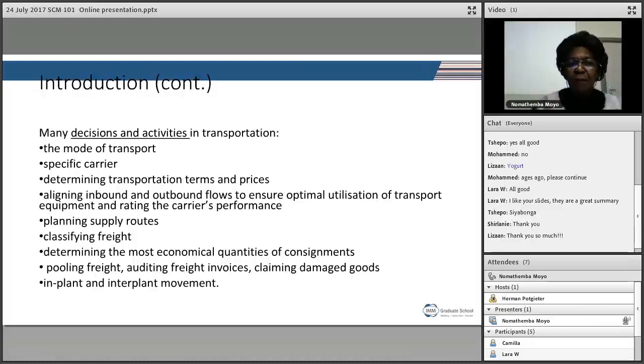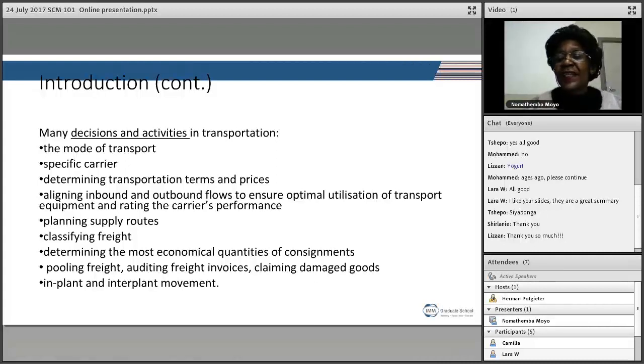So many decisions and activities on transportation, what decisions are there? The decision activities are: what mode of transport are you going to use? Obviously, this will be based on your type of products. If it's perishable, you need faster transport. Specific carrier, who are you going to have transporting your products? Determining the transportation terms and prices. Aligning inbound and outbound flows. How do you align them? To ensure optimal utilization of transport.